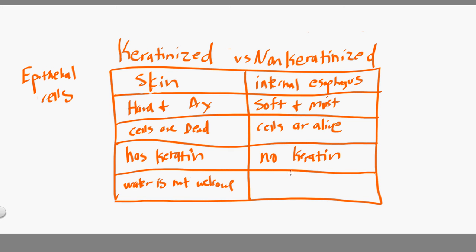It repels water. In non-keratinized tissue, water is welcome. And of course, again, this makes sense, especially in our internal esophagus. We want things to be moist. We want things to be watery to help our body digest food, etc., and to be able to function on the inside.